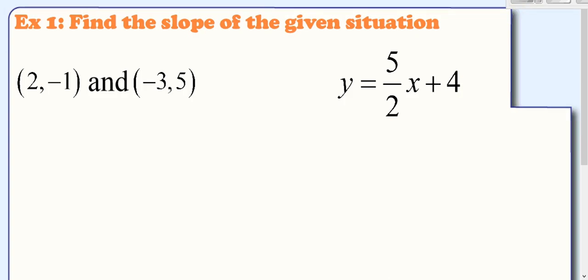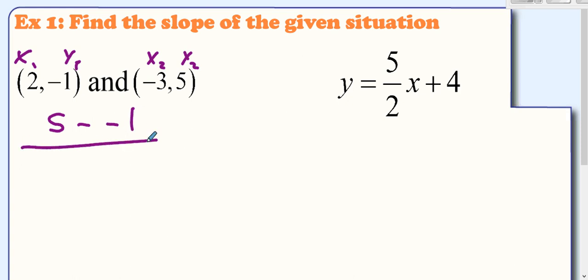So we're going to start just by finding some slopes. When they give you two points, you have to use the slope formula. So here's x1, y1 and x2, y2. We're going to plug it in and find the slope. So y2 minus y1 over x2 minus x1, and just simplify that out.